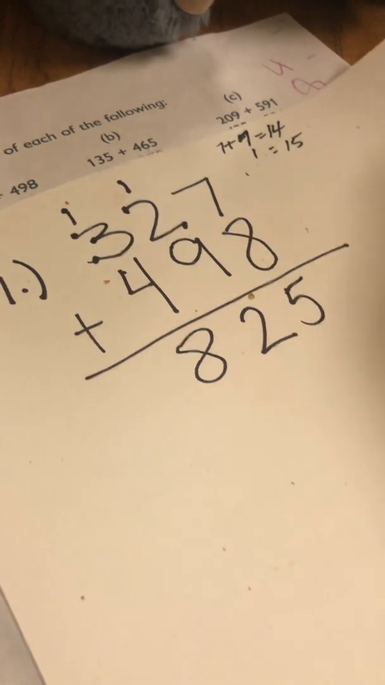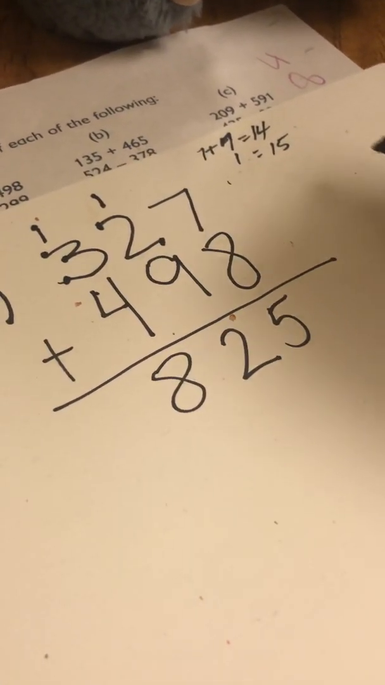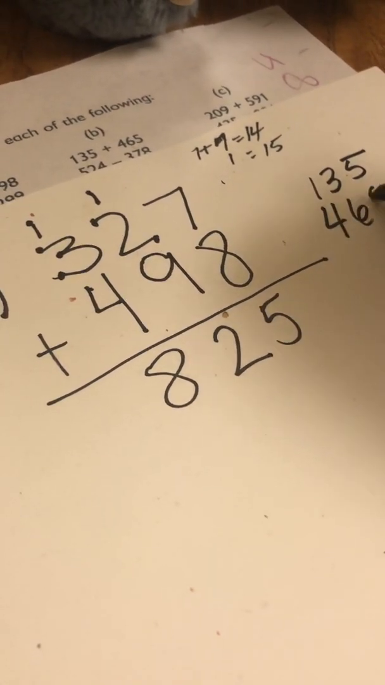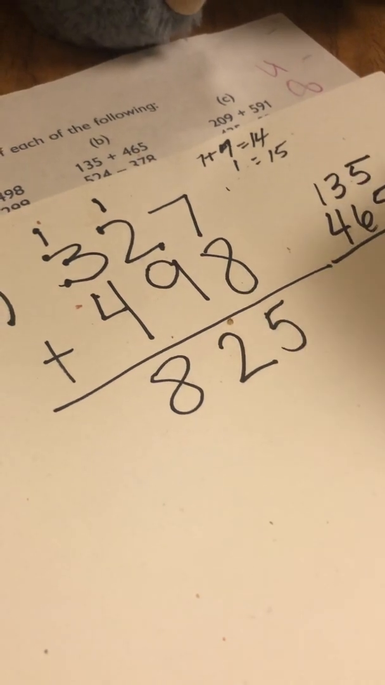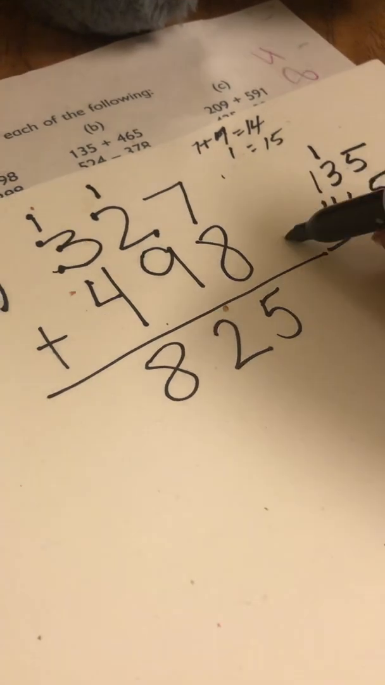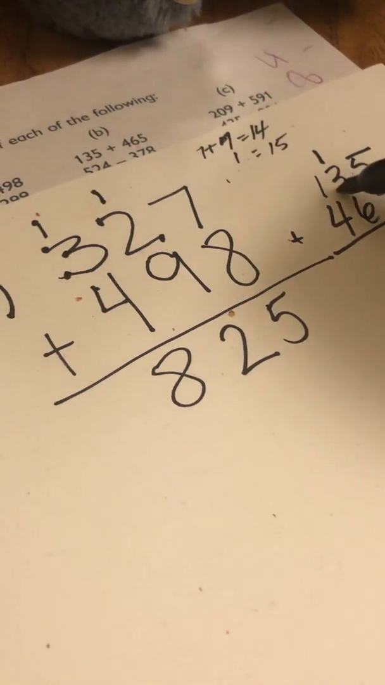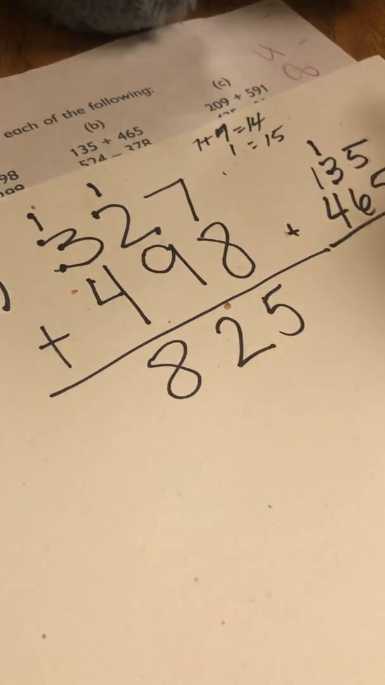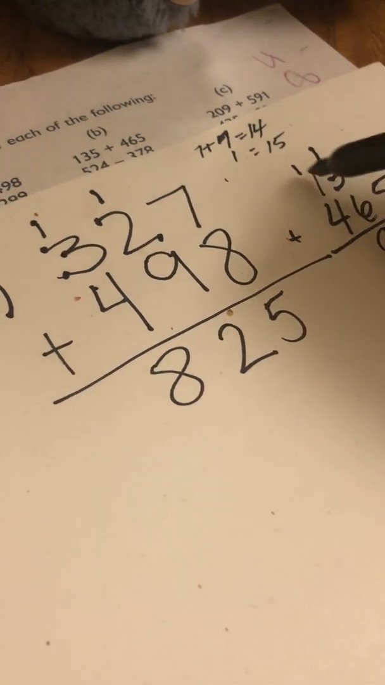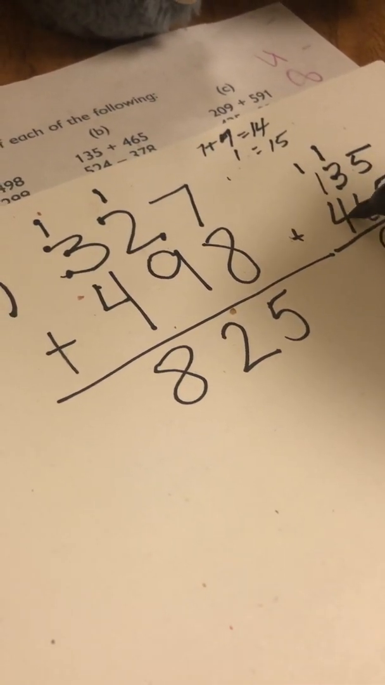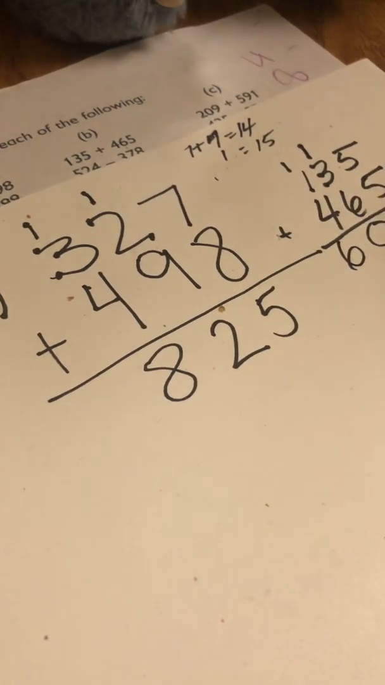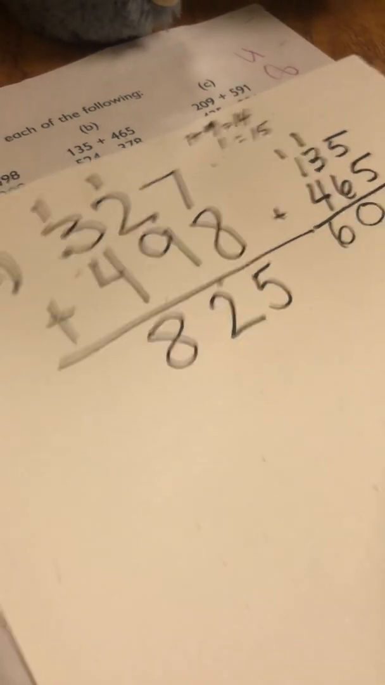All right, and I hope that you did that. So let's try the next one. 135 plus 465. We know that 5 plus 5 is 10. Put our 1 at the top of the tens place. So we have 6, 7, 8, 9, and 1 is 10. Put our 0 in the tens place, and put our 10 in the hundreds place. So then I have 4 plus 1 is 5, plus 1 is 6. Did you get 600? Good.